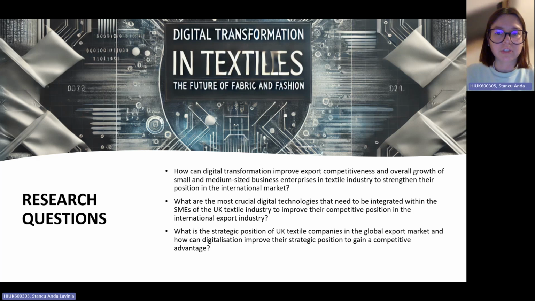How can digital transformation improve export competitiveness and overall growth of small and medium-sized business enterprises in the textile industry to strengthen their position in the international market? What are the most crucial digital technologies that need to be integrated within the SMEs in the UK textile industry to improve their competitive position in the international export industry? And finally, what is the strategic position of UK textile companies in the global export market, and how can digitalization improve their strategic position to gain a competitive advantage?